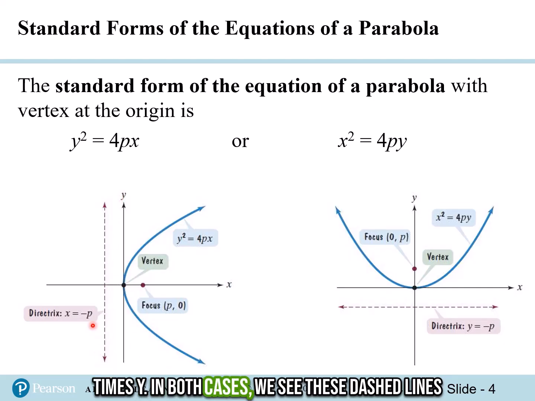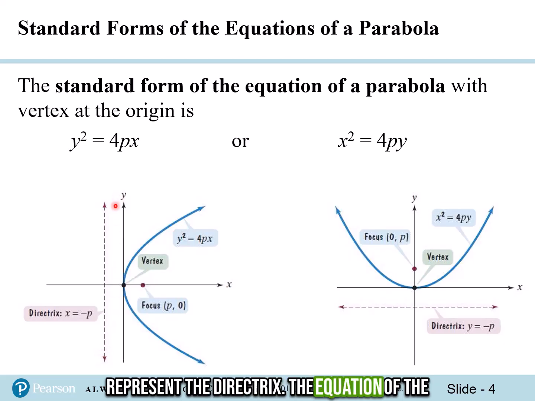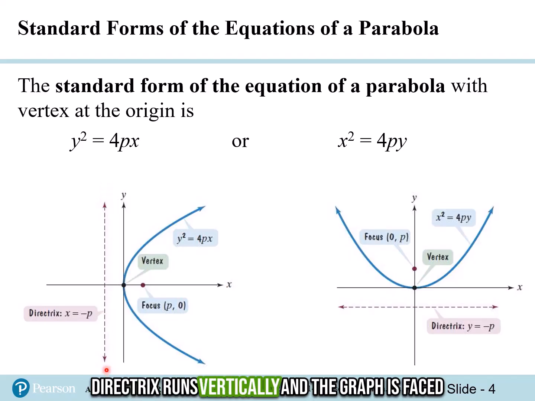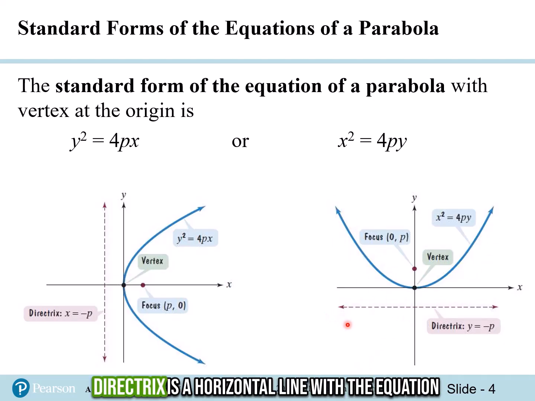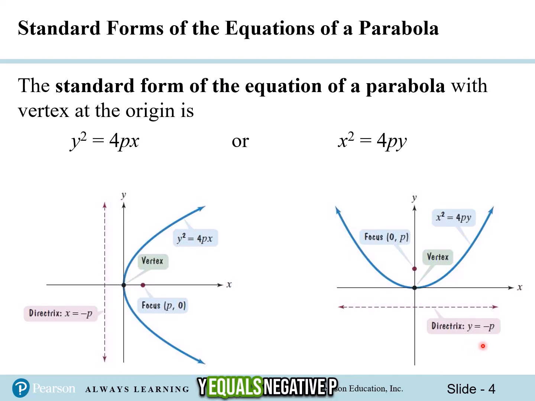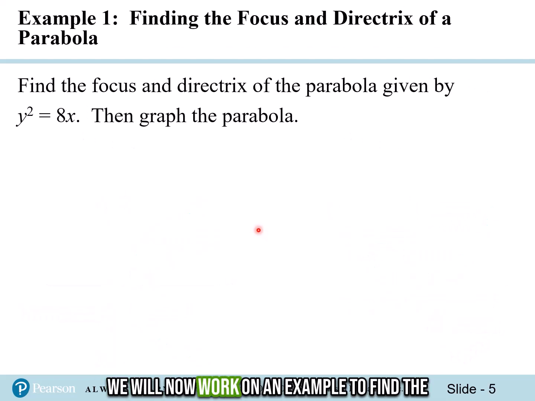In both cases, we see these dashed lines represent the directrix. The equation of the directrix is x equals negative p when the directrix runs vertically and the graph is faced sideways. If it is an upturned parabola, then the directrix is a horizontal line with the equation y equals negative p. We will now work on an example to find the focus and directrix of a parabola given its equation.